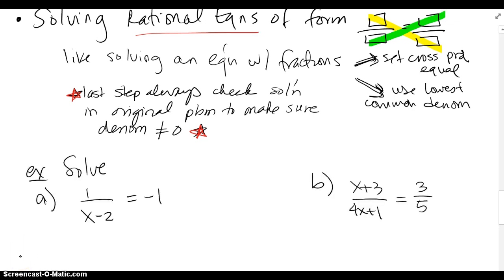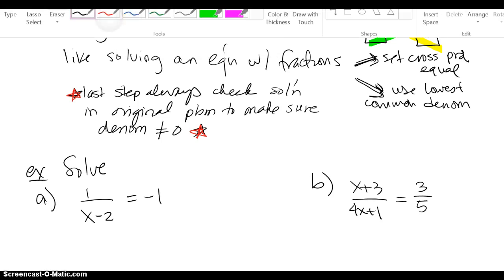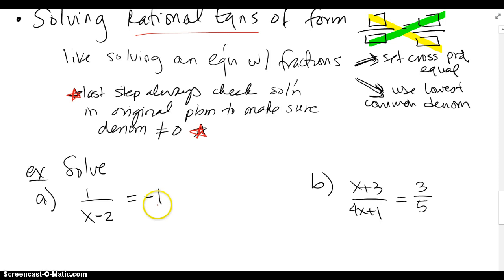So let's look at part A. It says solve this equation. To solve this equation, I can either think of this as over 1 and use the cross product like I did over here, or I can use the lowest common denominator. In this case, I only see one denominator, and I'm going to undo it by multiplying both sides by x minus 2. So I'm using the second option of multiplying both sides by the lowest common denominator.